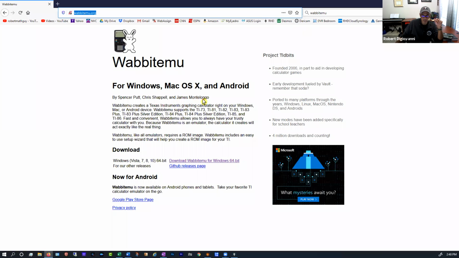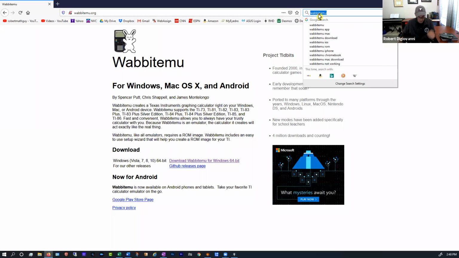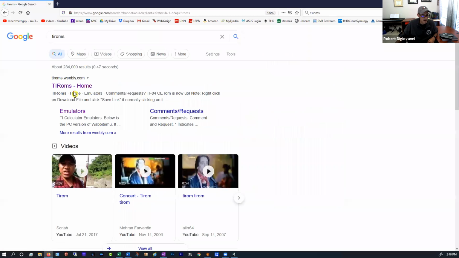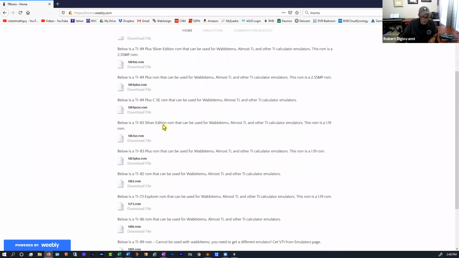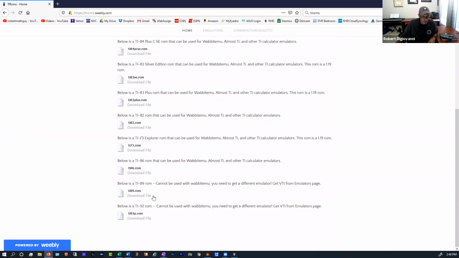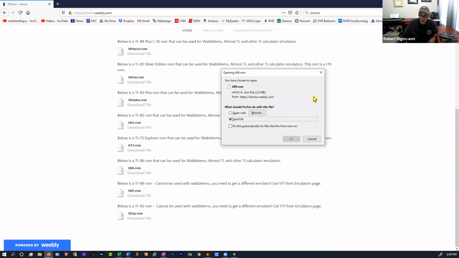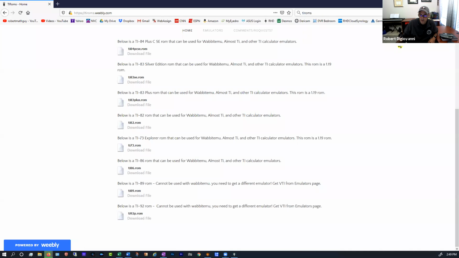I'll send it, but before I do anything else, you can go to TI ROMs, and if you click on that, you can actually pick which emulator you want. Like if you want the TI-89 ROM, you can do that also. So you can download that. It doesn't have a whole lot of them, but it has enough of them.